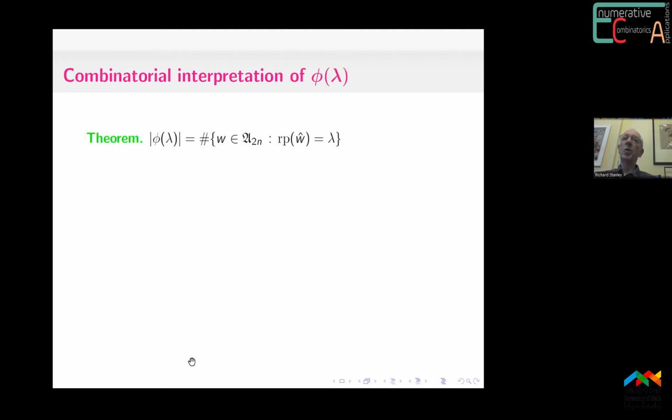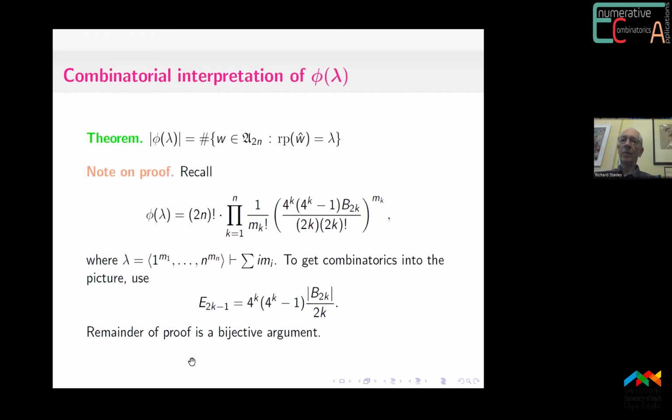And the first theorem is that phi lambda, in absolute value, is just the number of permutations in A_2n whose record partition of W hat is lambda. Well, I'll just say a word about the proof.